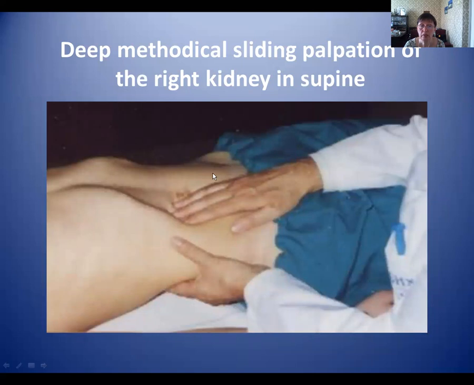We also can use deep methodical sliding palpation of the kidneys. In this slide, we can see palpation of the right kidney. We use both hands. The left hand will fix the costal arch and ribs, and the right hand will palpate. Don't forget to use breathing during your palpation. You should go deeper during expiration of the patient. And during inspiration, you will try to palpate the lower pole of the kidney.